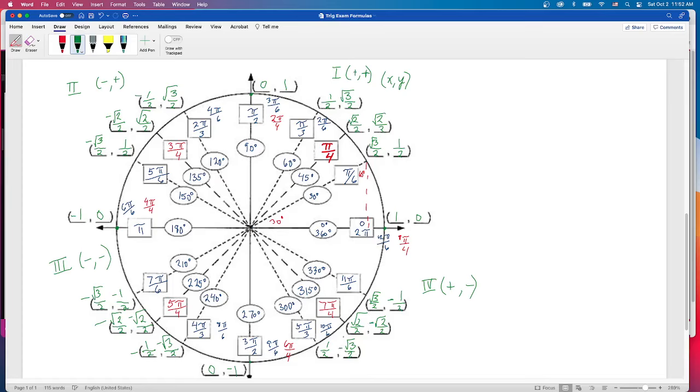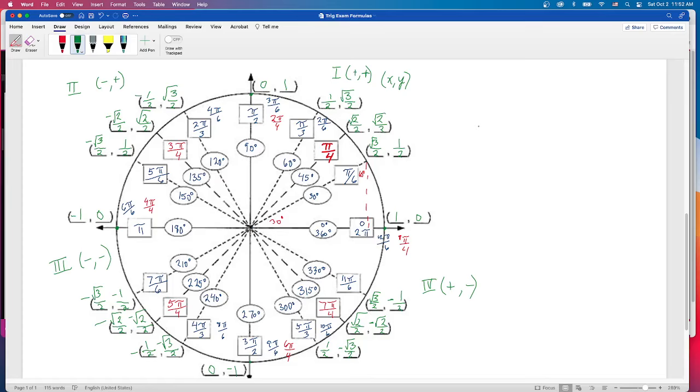Okay, so now we've got our unit circle. We have everything we need. Again, my preference if I was doing this, I would print it out and practice it with pen and pencil, maybe have multicolor pens and everything.